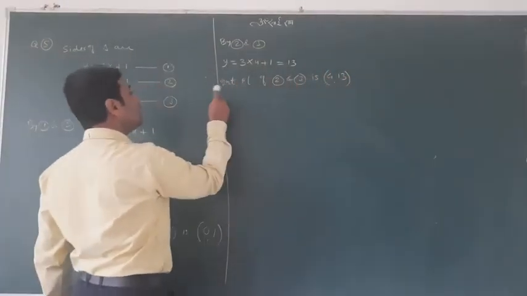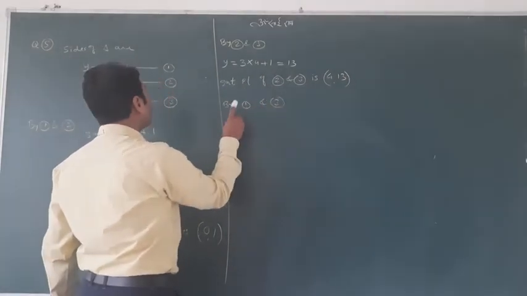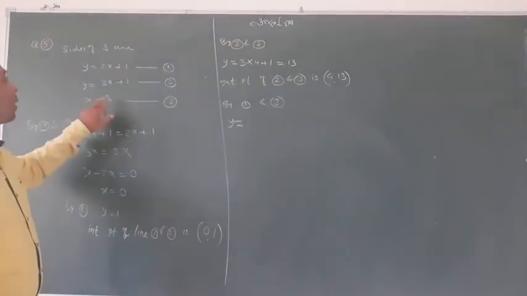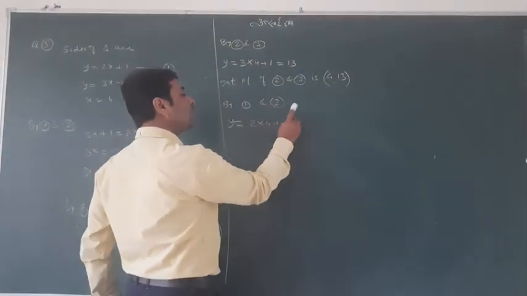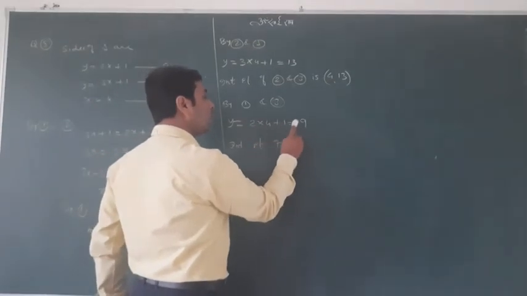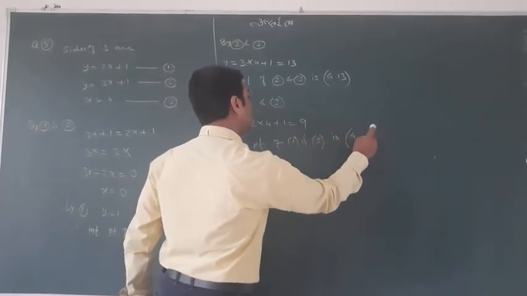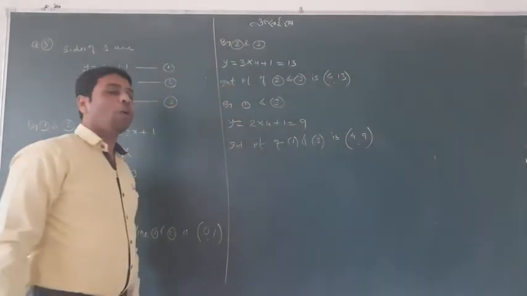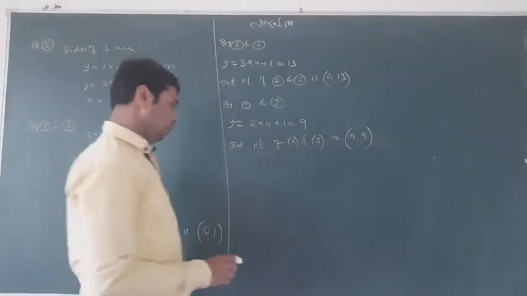And lastly, by 1 and 3, x equal to 4 is again given, so we put it here: y equals 2 into 4 plus 1, which is 9. So the intersection point of 1 and 3 is (4, 9). So we have got all these points, students, and we'll make a picture now.